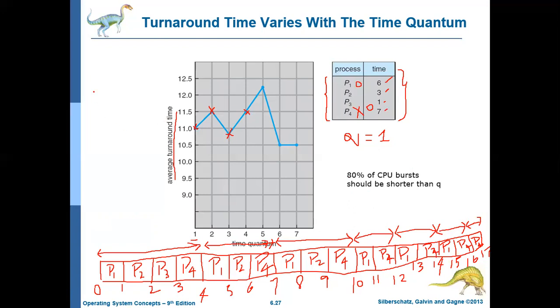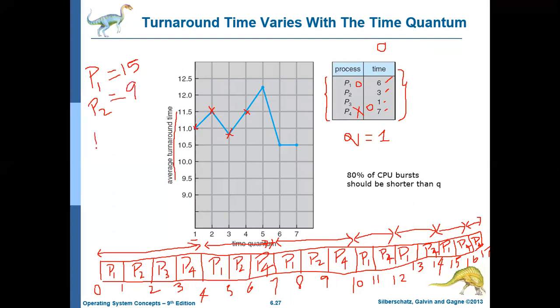So what is the turnaround time for P1? If you see, P1 completes at the 15th millisecond. Here the arrival time for all jobs is 0 milliseconds. So it is completion time minus arrival time. 15 minus 0 is 15. So the turnaround time for P1 is 15. And what is the turnaround time for P2? P2 completes in the third cycle somewhere here. So its completion time is 9. So 9 minus 0 is 9.